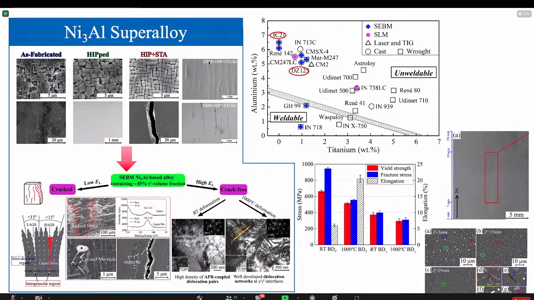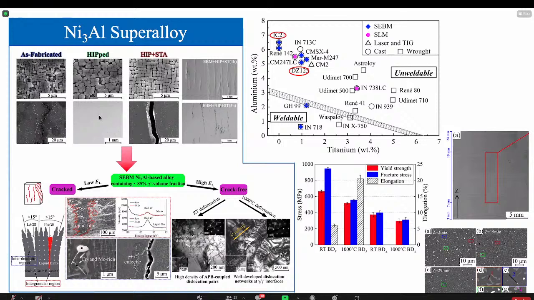Last year, we tried selective electron beam melted nickel-based superalloys. However, what we found is even if you fabricate these nickel-based superalloys at a high temperature, you still see a massive amount of cracking along the grain boundaries. We also learned that this type of nickel-based superalloy tends to contain high aluminum and titanium, so these fall into the unweldable group. However, we can use HIP to try to close such cracks.